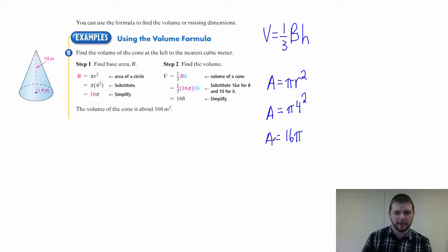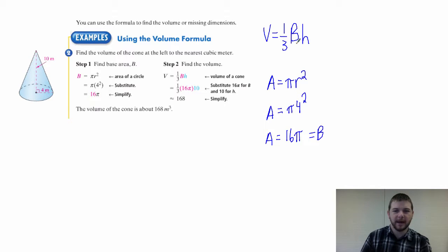Now note, this capital A to stand for area can really be thought of as capital B in our formula. And that may seem a little bit confusing. We're just using A for area, but our formula talks about B for the area of the base. So it's important to keep those things straight.